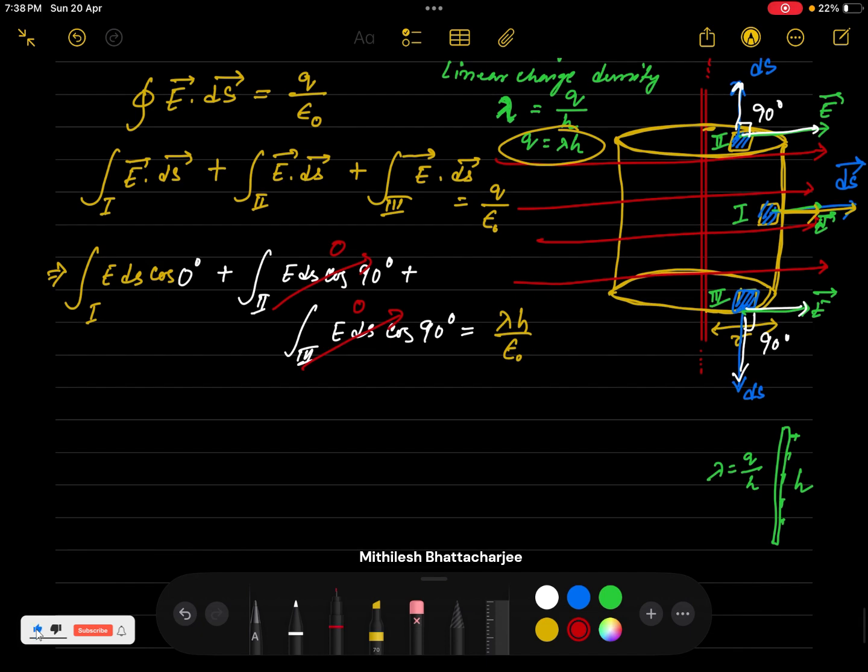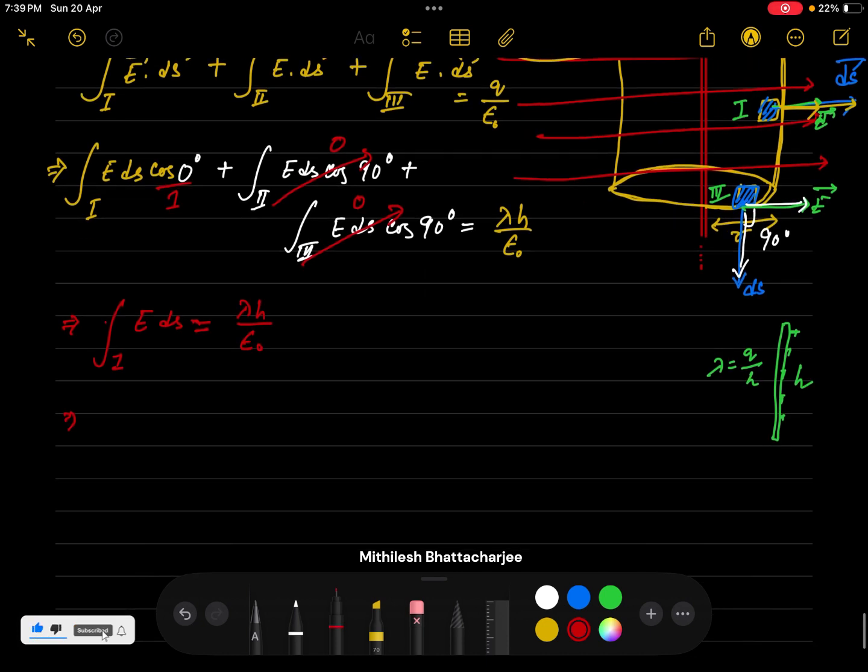Cos 90 degree will be 0, so this term will be 0. Cos 0 degree is 1, so we have just one integration, which is E ds into 1, meaning 1. E ds is equal to lambda h by epsilon naught. Just put the E outside of the integration. E ds is equal to lambda h by epsilon naught.